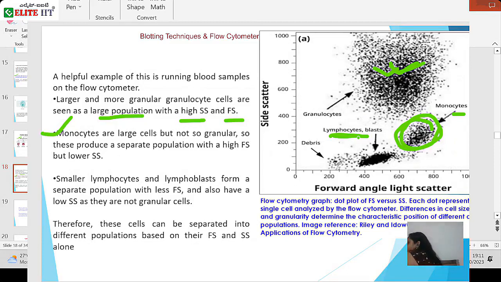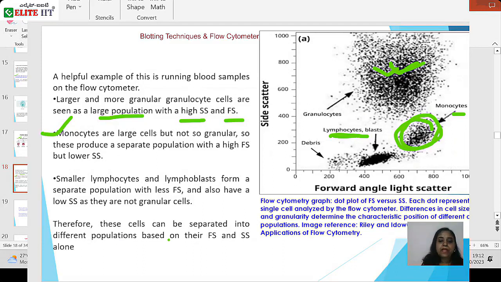So in the exam, they will give you this type of graph. You have to identify which molecule has the larger size, which molecule has the more number of cells. You have to determine from the graph. This is the main thing from the flow cytometer. Okay, now going to the next part.